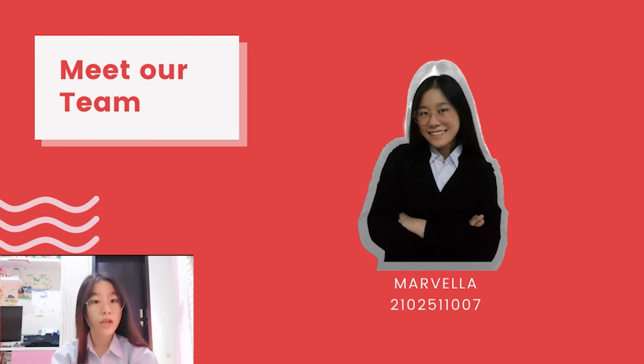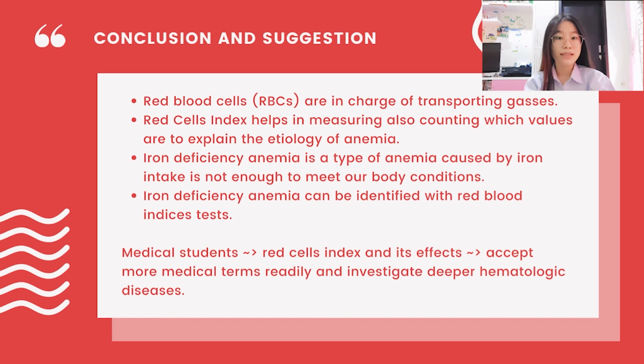So the conclusions are: red blood cells, RBCs or erythrocytes, are in charge of transporting gases, which contain hemoglobin. Second, the red cell index is a scale developed by Wintrobe that helps in measuring values to explain the etiology of anemia. Iron deficiency anemia is a type of anemia caused by iron intake that is not enough to meet our body's needs. Most patients with iron deficiency anemia are asymptomatic and can be identified with red blood indices tests.